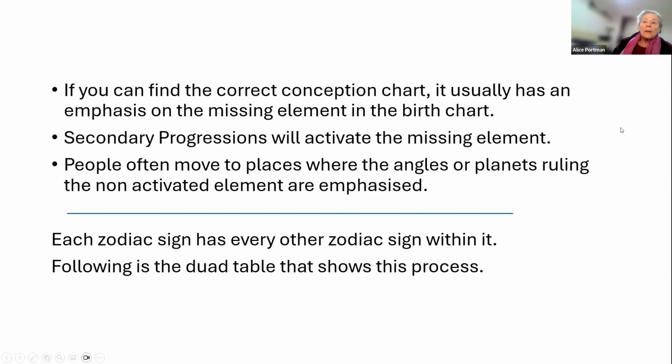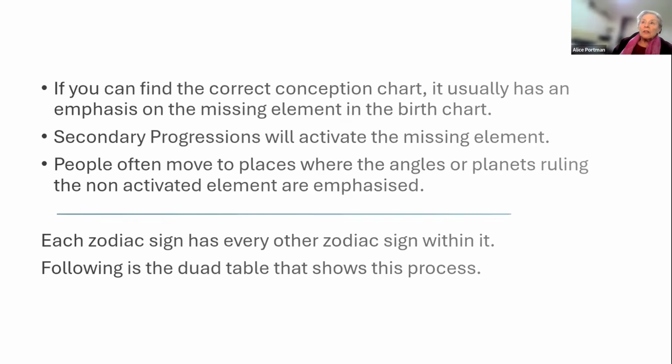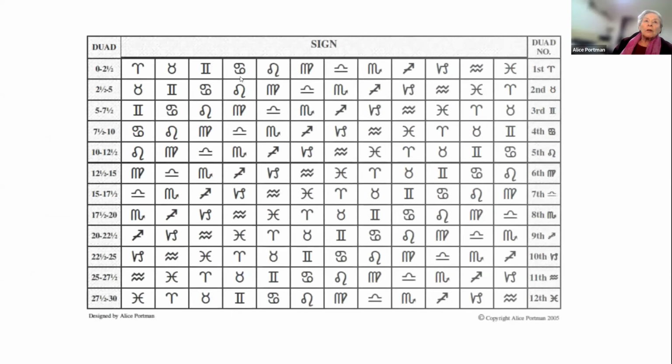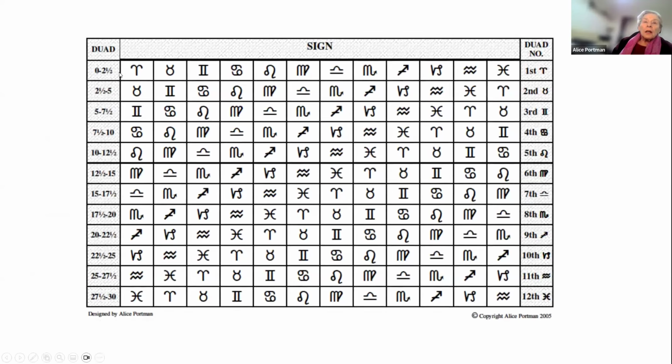Now, here we come to the Dwads. Every zodiac sign has every other zodiac sign within it. So you've got one zodiac sign with 12 sections of each other zodiac sign, and a Dwad chart shows us this process. These are readily available, I think, now, but if you want to take a screenshot, you can.